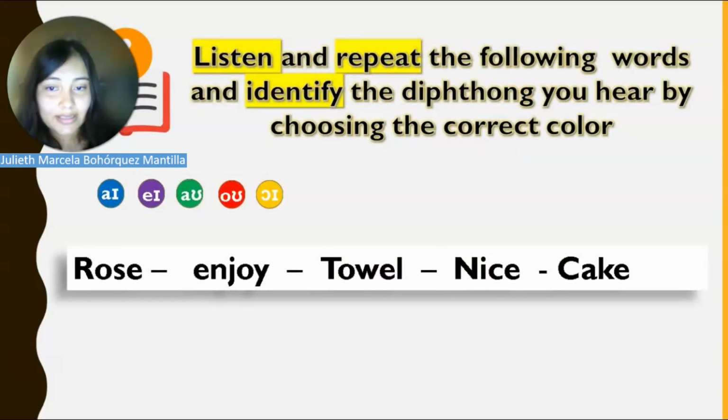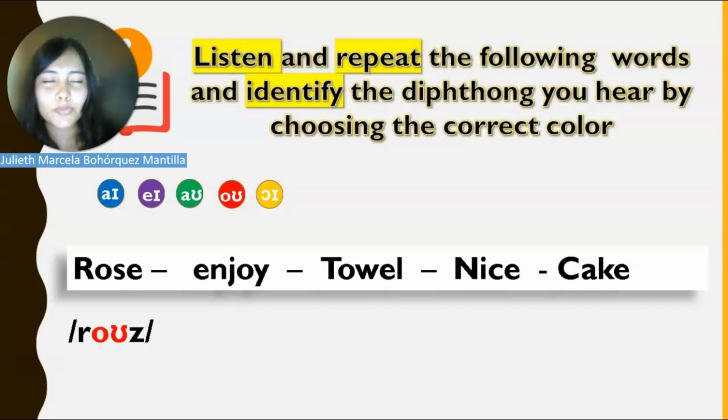Alright, now for the next part, listen and repeat each word and choose the correct color for the diphthong you hear. Remember, blue is I, purple is A, green is ow, red is O, and yellow is oi. Ready? Let's go. First word, rose. What do you think? Repeat after me, rose. Good, red, O.